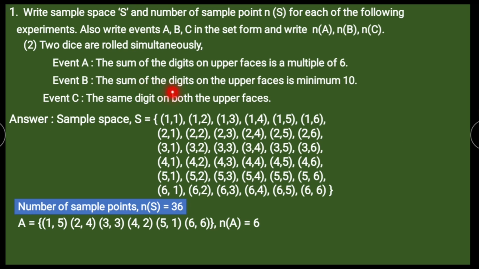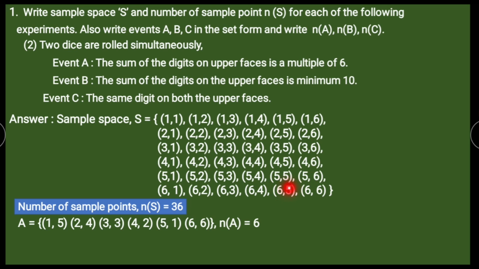Then second, the sum of the digits on the upper faces is minimum 10. That means after adding the numbers we get 10 or more than 10. So first we observe the numbers whose sum is 10. If we see the last row, 3 plus 6 we get 9, so we do not consider this. 4 plus 5 is 9. So we start with (4,6). 4 plus 6 we get 10.